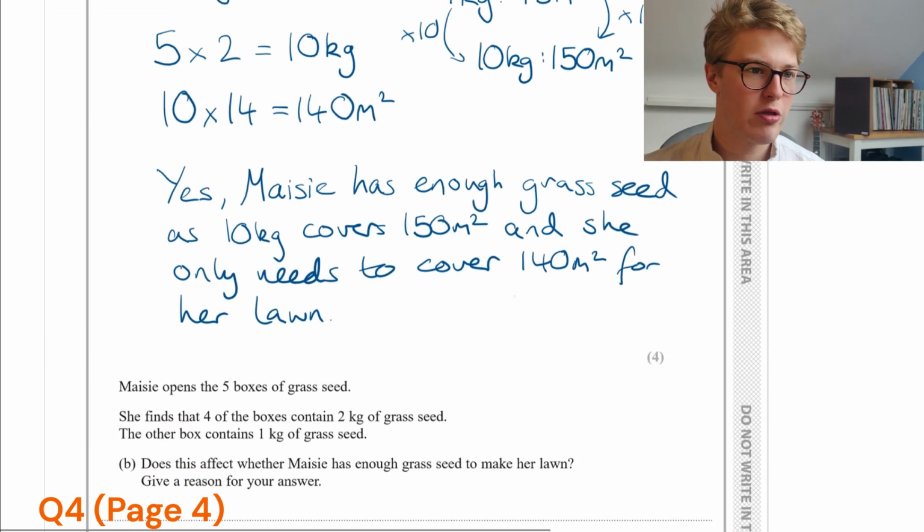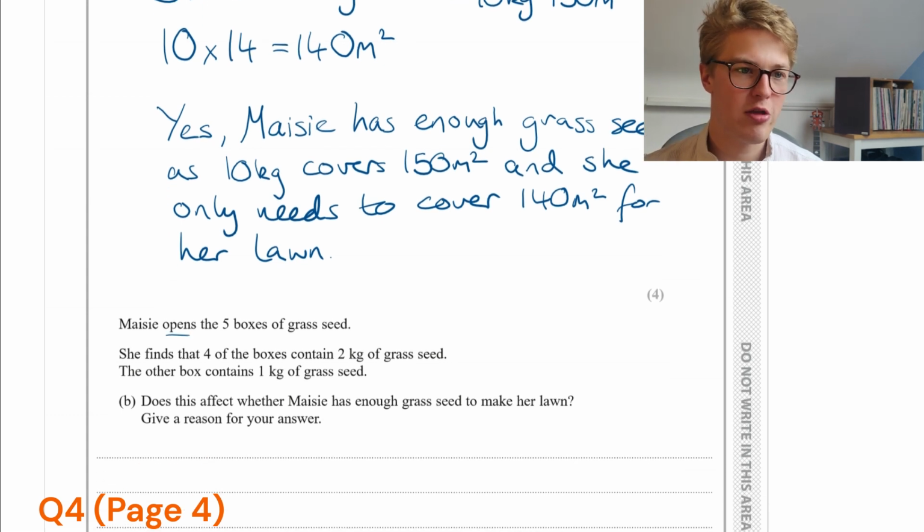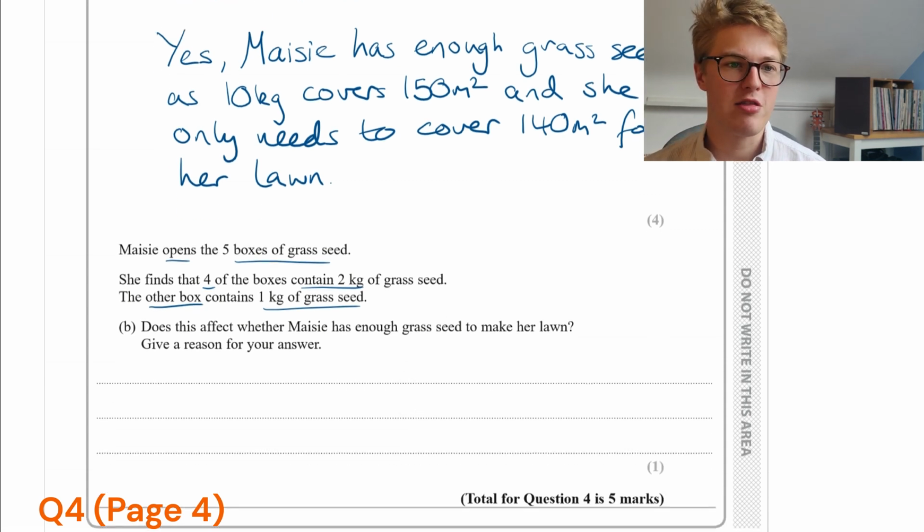Maisie opens the 5 boxes of grass seed, and she finds that 4 of the boxes contain 2 kilograms of grass seed, and the other box contains 1 kilogram of grass seed. Does this affect whether Maisie has enough grass seed to make her lawn? Give a reason for your answer.